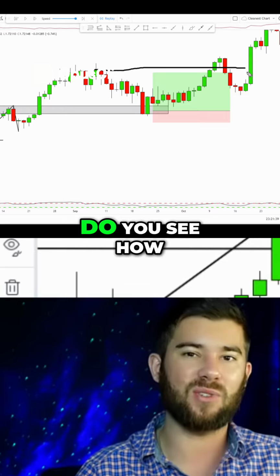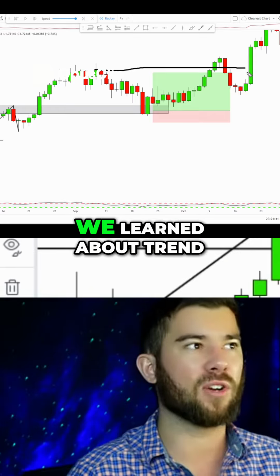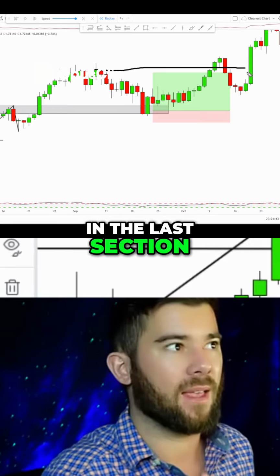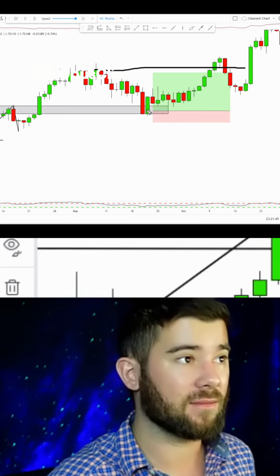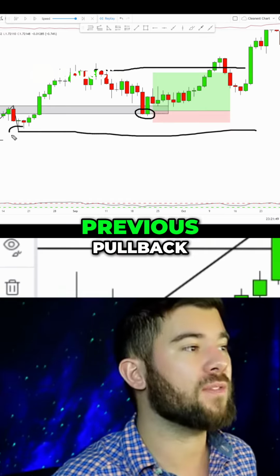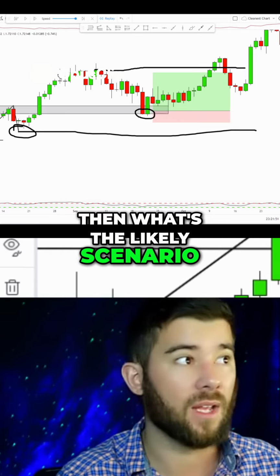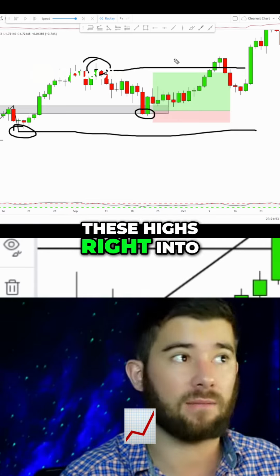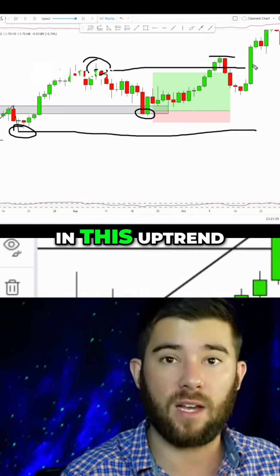And before I continue, do you see how everything's coming together? We learned about trend in the last section. If your pullback has not broken below the low of the previous pullback, then what's the likely scenario? That we break above these highs, right? Into new highs and continue in this uptrend.